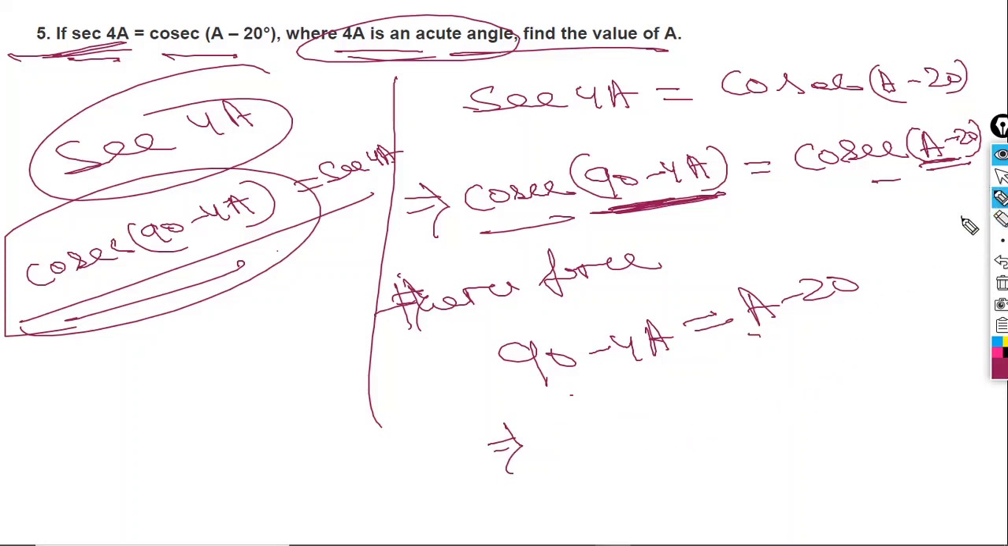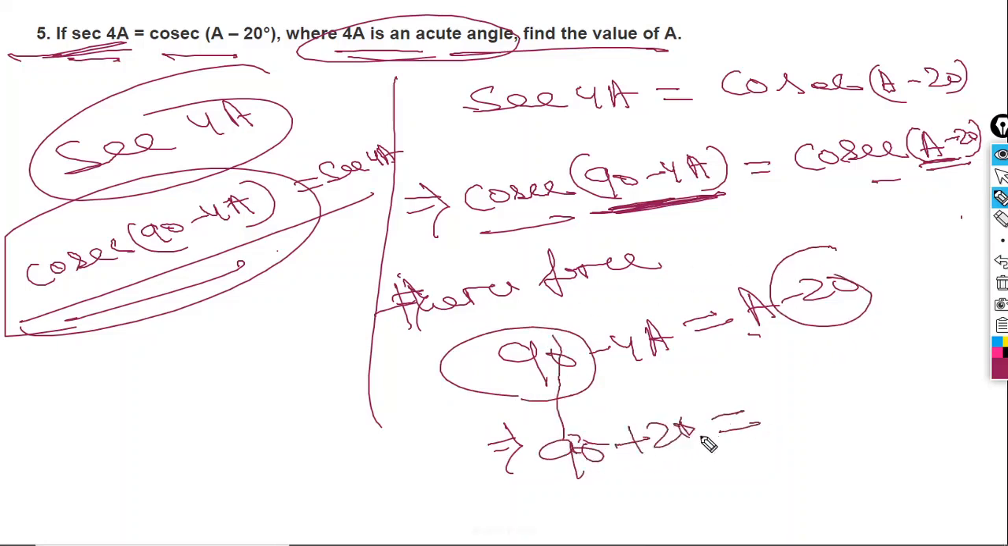Implies, you can write, okay, we will bring the angles to one side. 90 is here and bring this minus 20 to LHS. So 90 plus 20 is equal to a plus 4a, implies here it will be 110 equal to 5a.